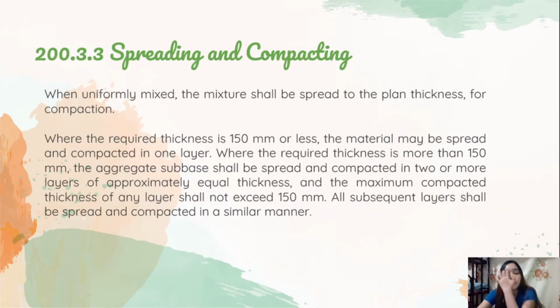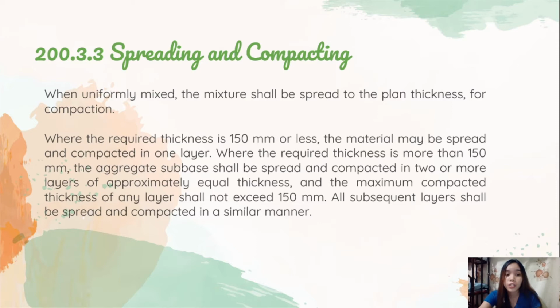Next is the spreading and compacting. When uniformly mixed, the mixture shall be spread to the planned thickness for compaction. Where the required thickness is 150 mm or less, the material may be spread and compacted in one layer. Where the required thickness is more than 150 mm, the aggregate sub-base shall be spread and compacted in two or more layers of approximately equal thickness, and the maximum compacted thickness of any layer shall not exceed 150 mm.